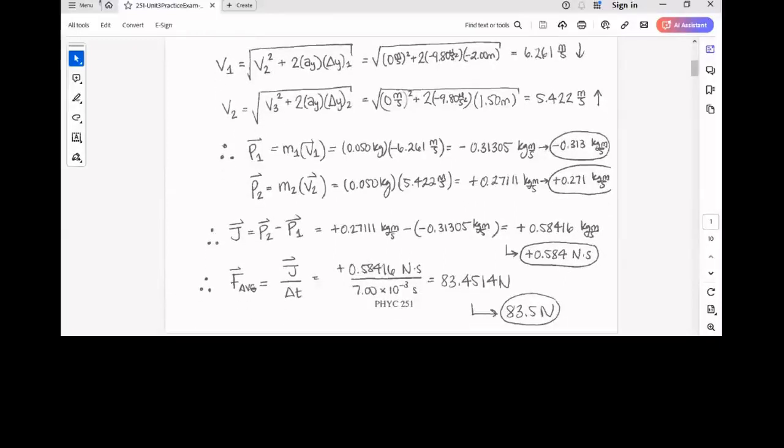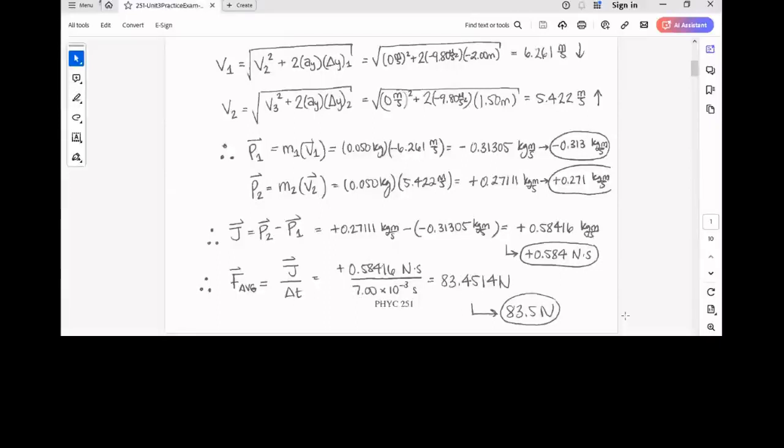The impulse is going to be the change in momentum, and we're concerned with the impulse that the floor delivers to the ball. So I can take the difference between P2 and P1, that's capital J, the impulse, and I get positive 0.584 kilogram meters per second, or 0.584 Newton seconds. Newton seconds and kilogram meters per second are identical, but when we're talking about impulse, you'll see Newton seconds more frequently. When you're talking about momentum, you'll see kilogram meters per second.